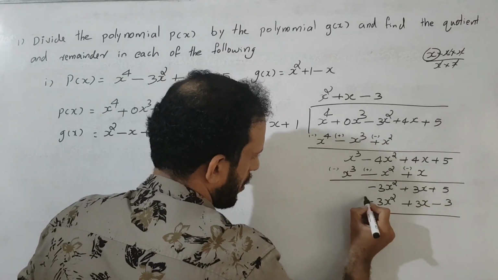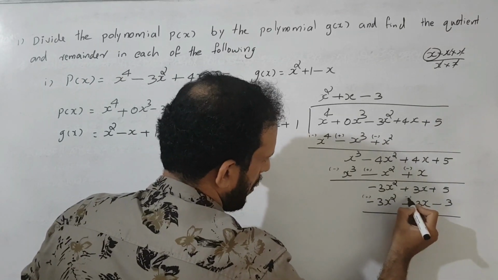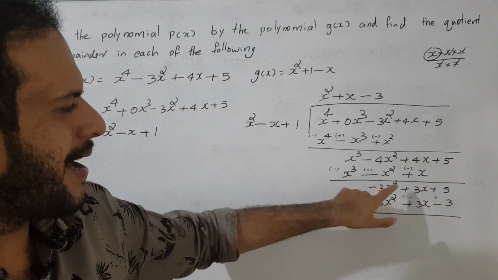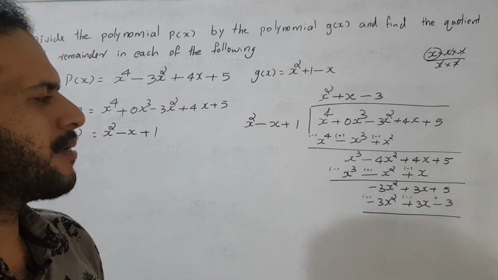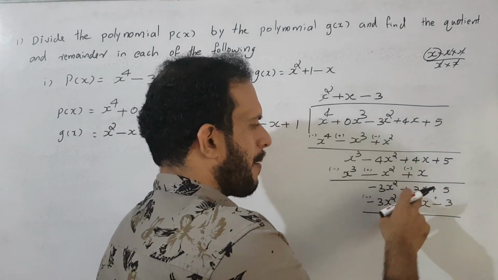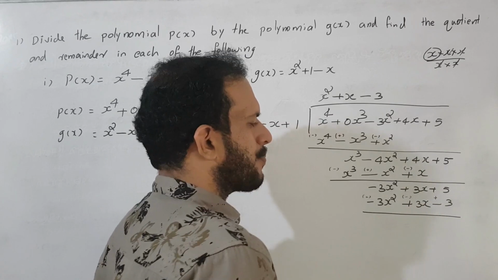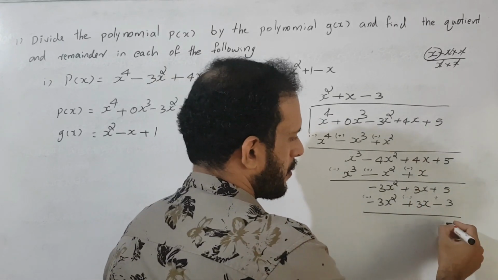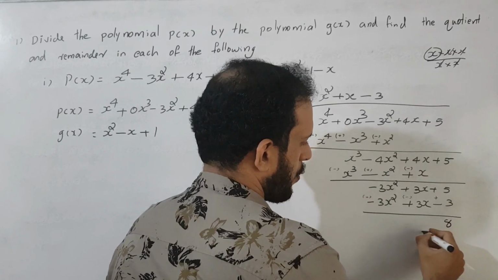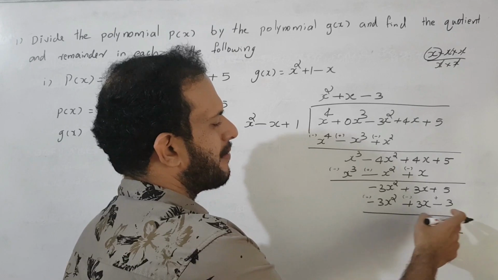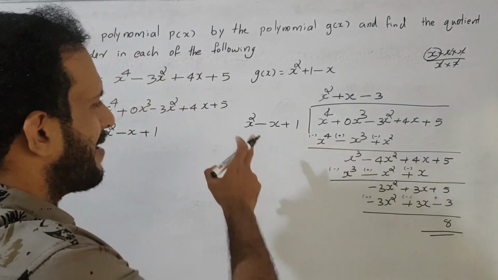Again we change the sign. Plus, minus, plus. Minus 3x square plus 3x square is 0. 3x minus 3x. What is 3x minus 3x? 0. 5 plus 3. What is 5 plus 3? That one is 8. So 8 is a constant. This degree is x raised to 0, correct? That one is less than x square.